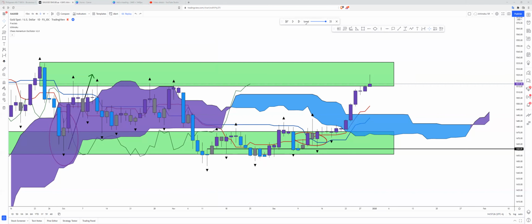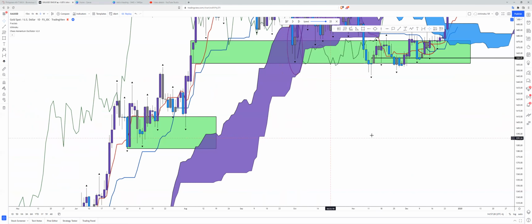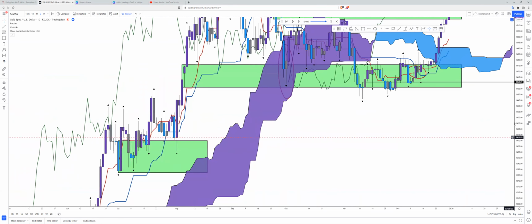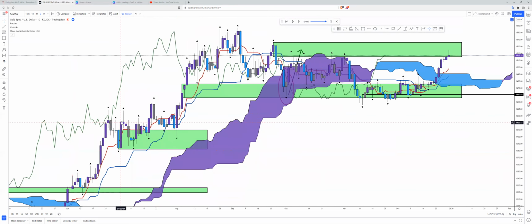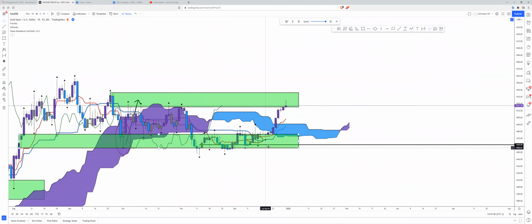So let me see if I can find an example. So right here, we had more bullish fractals here, right? And then there was less bearish fractals here, but the market still pushed higher. There's more bearish fractals here and less bullish fractals here, but the market still pushed higher. So yeah, that doesn't really mean too much.